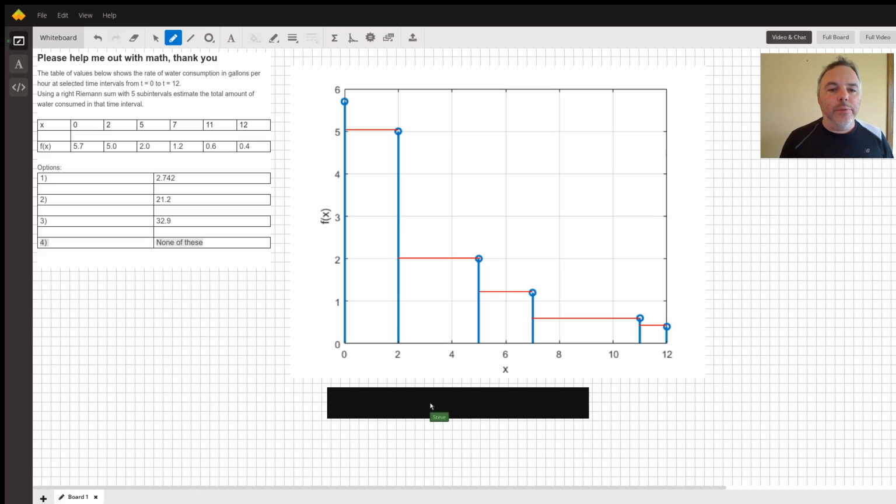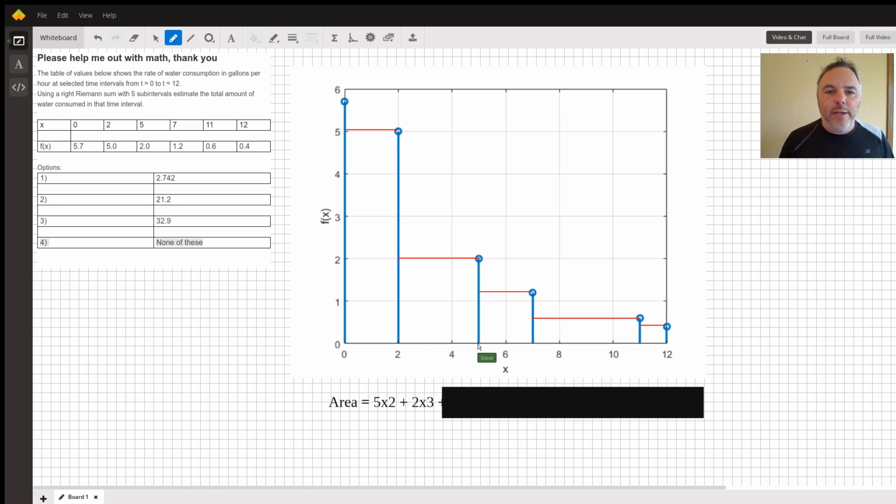We're going to sum all these up. The first one right here is the area of this rectangle. The height here is 5 and the base is 2, so we're going to take that. The next rectangle here, notice that the height is 2 and the base is going to be 3. We have 5 here and 2 here, so that base is 3.